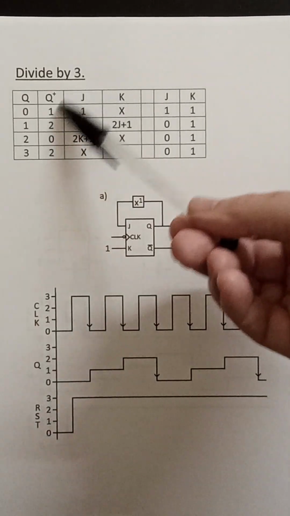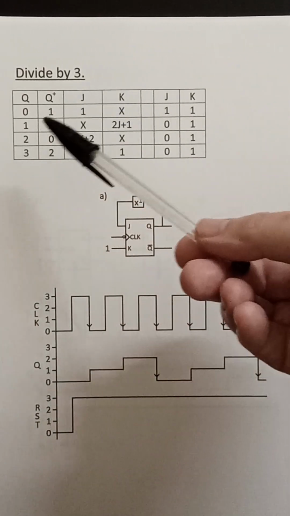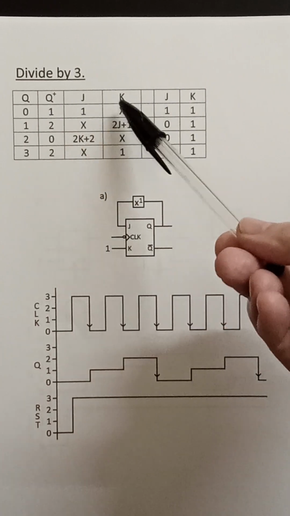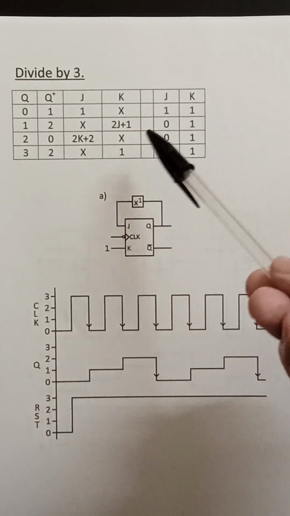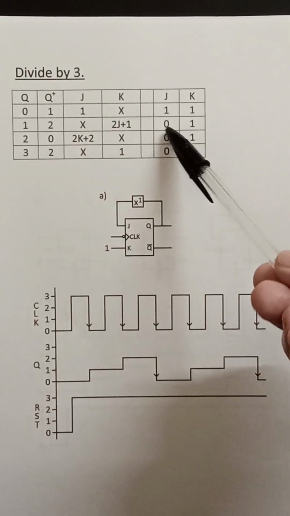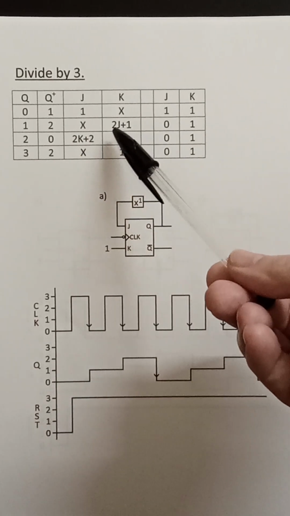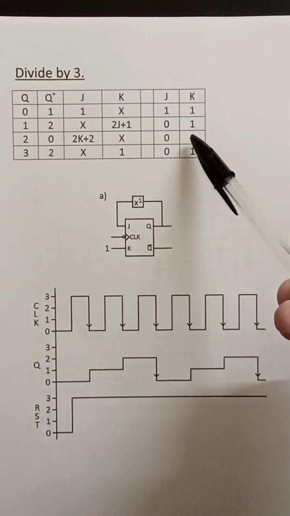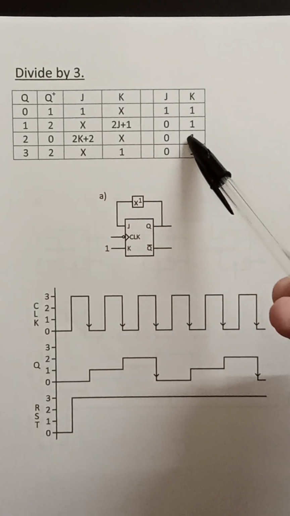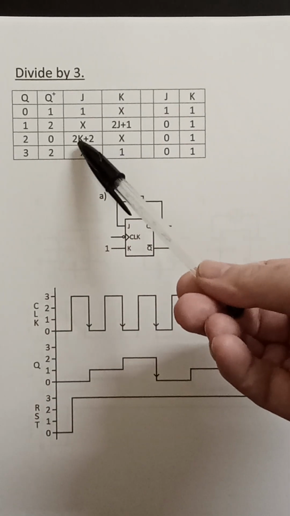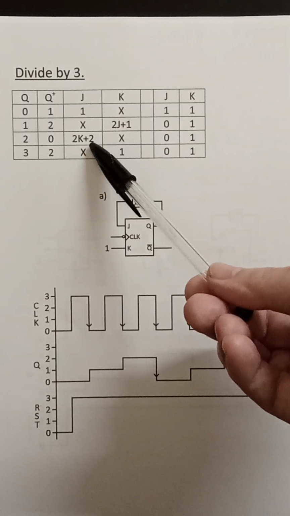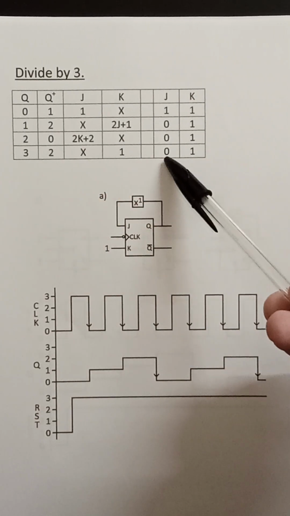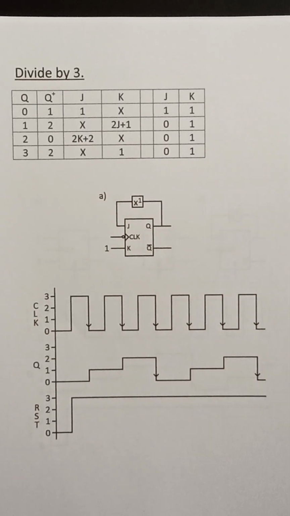So here, this is the JK excitation table as before. Here I've chosen X equals 1. Here I've chosen X equals 0. So K equals 2 times 0 plus 1, which is 1. Here I've used K equals 1. So 2 times 1 plus 2 is 4, which is 0 modulo 4. And here I've used X equals 0, and then 1, K equals 1.